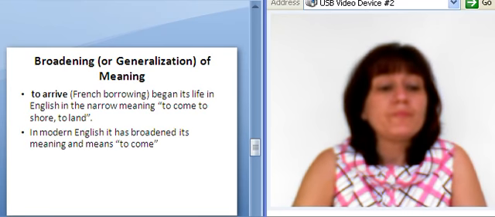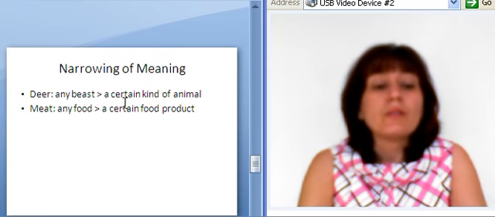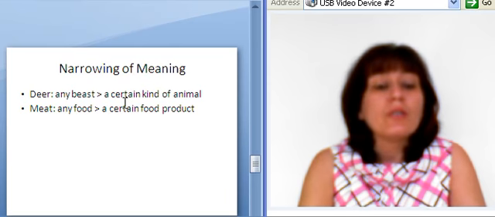Narrowing of meaning. The word deer in Old English meant any beast, any kind of beast, and now it means a certain kind of animal. Meat in Old English meant any food, any kind of food, and now it's a certain food product.